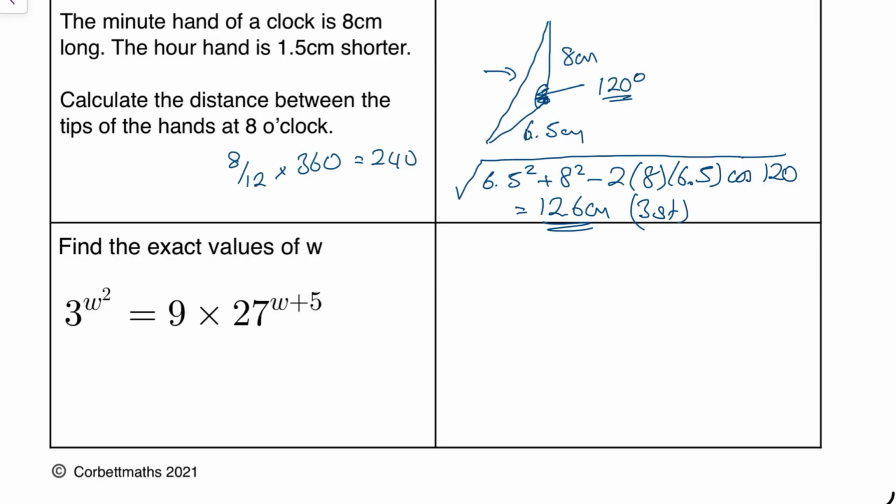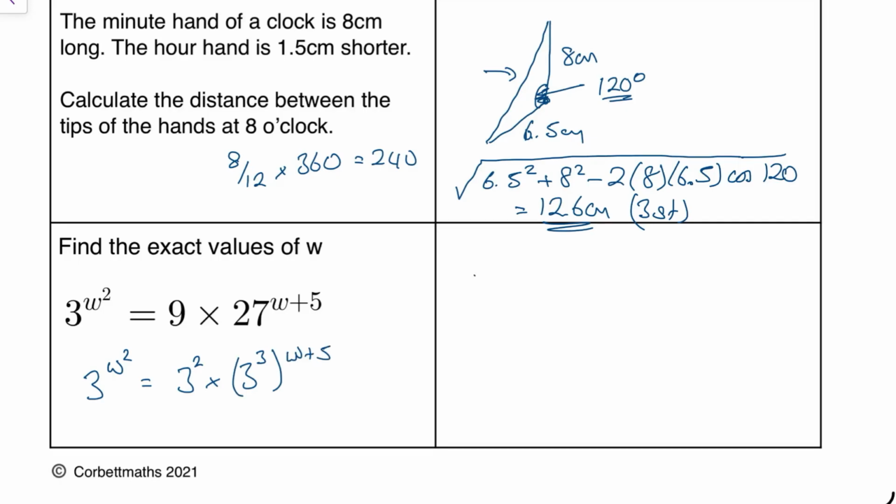Find the exact values of W. Oh, this is a clever question, isn't it? Okay, first of all, I'm going to make everything to a base of 3. So that's going to be 3 to the power W squared, unchanged. 3 squared times 3 cubed, 27 is 3 cubed, to the power W plus 5.